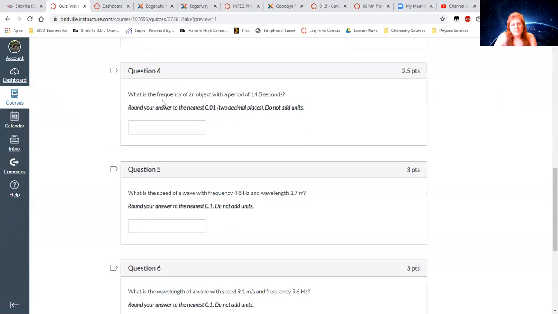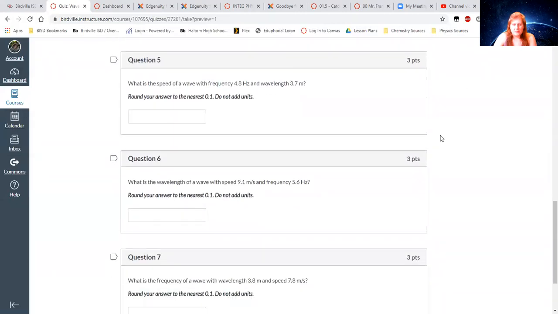One more frequency question. What is the frequency of an object with a period of 14.5 seconds? Again, that brings us back to them being reciprocals. So 1 over period will give you frequency. 1 over 14.5 seconds. Plug that into the calculator. You get 0.07. Now we're going to go play with our wave speed equation a little bit.